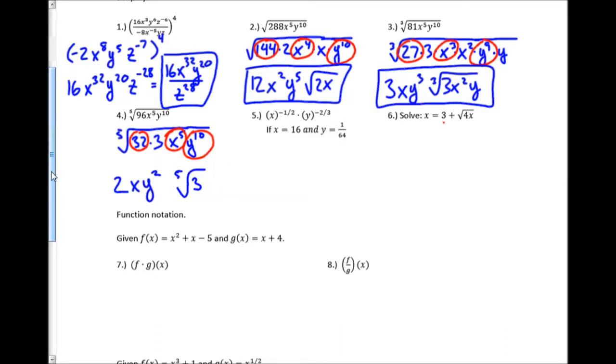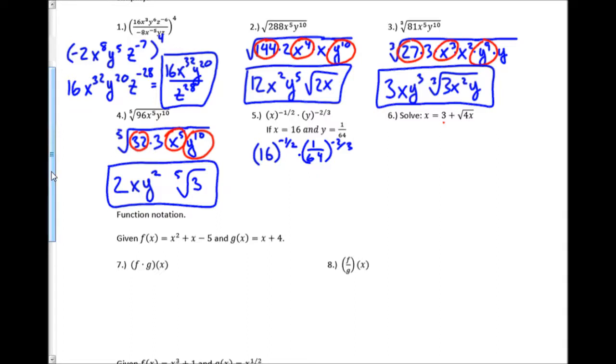If I take a look at the next one, basically when I have these rational exponents, remember a 1/2 power is the same as a square root. The 2/3 power is the same as the cube root, and also raising it to the 2nd power. So we're just going to plug these values in and then start doing these operations. So I have 16 to the negative 1/2 power times, that's going to be a 1 over 64 to the negative 2/3 power.